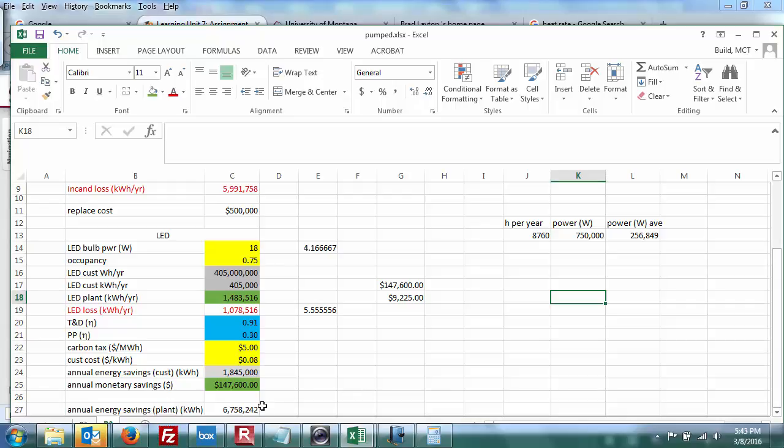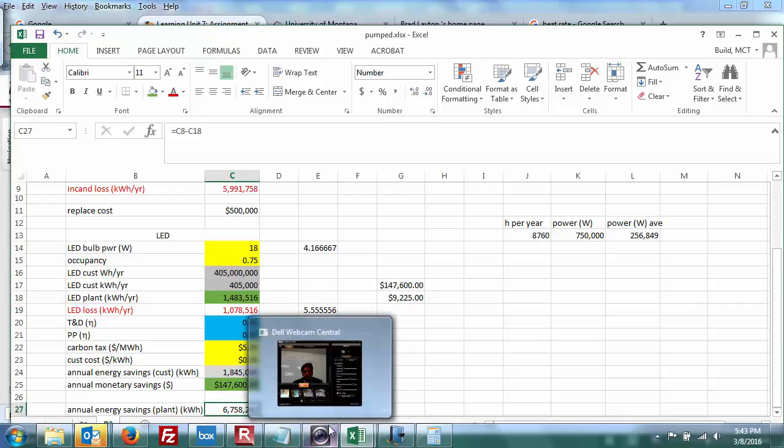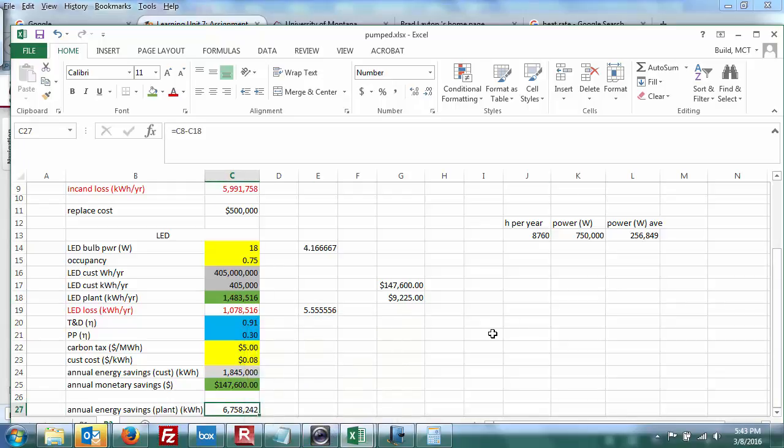Annual energy savings, kilowatt hours. 6,758,242 kilowatt hours per year. So plant savings, green, I like that.